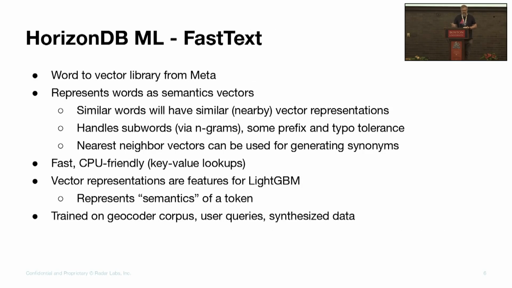We also leverage FastText in this first phase as well. It's a great word-to-vector library from Meta. It can represent words as semantic vectors, so similar words will have similar, nearby vector values. One of the nice things about it versus word2vec, which is very popular, is that FastText can understand partial queries, like parts of words. It doesn't need an entire word to classify it.